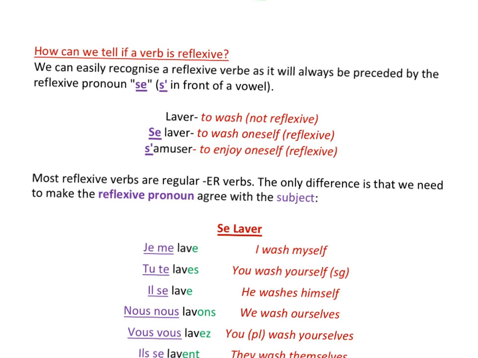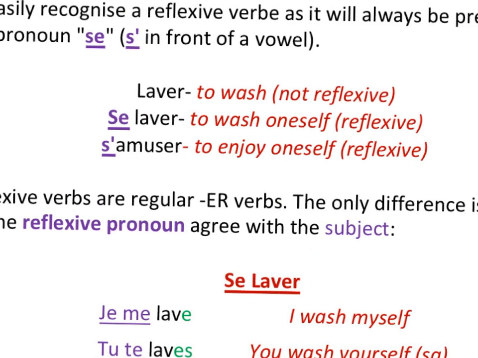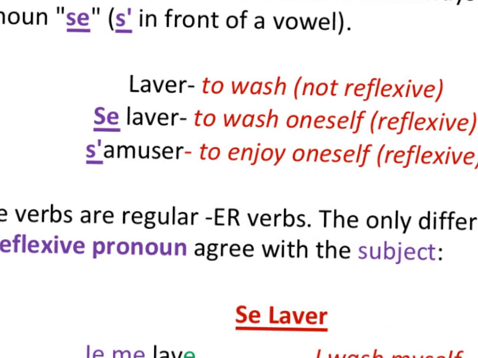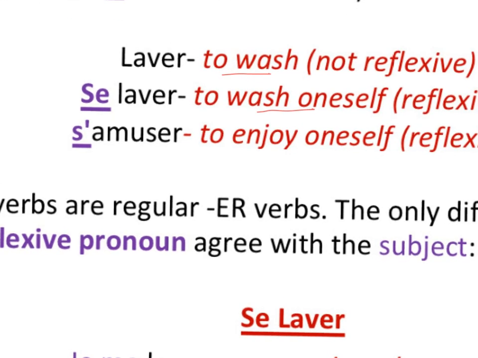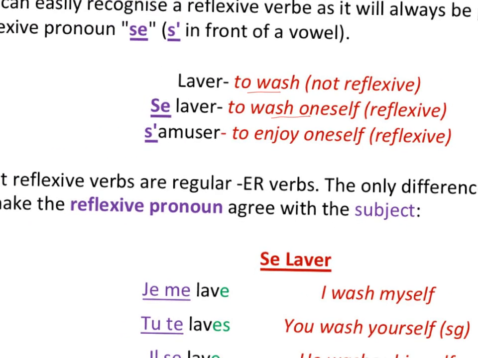So if you have a look at the verb there, laver. Laver is a normal verb. You'll know from looking at it that it's an er verb in French. So nothing different about that. But the verb se laver is reflexive. So what's the difference between laver and se laver? Well, laver means to wash, and se laver, to wash oneself, reflexive. Another example there, s'amuser, to enjoy oneself, another reflexive verb, because you're doing the action to yourself.